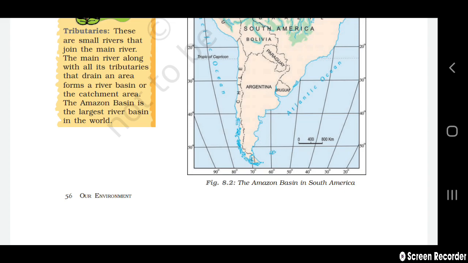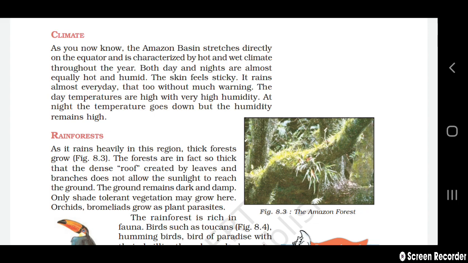Next, climate. The Amazon Basin lies on the equator and is characterized by a hot and wet climate throughout the year. Both day and night are almost equally hot and humid, and the skin feels sticky when you touch it.